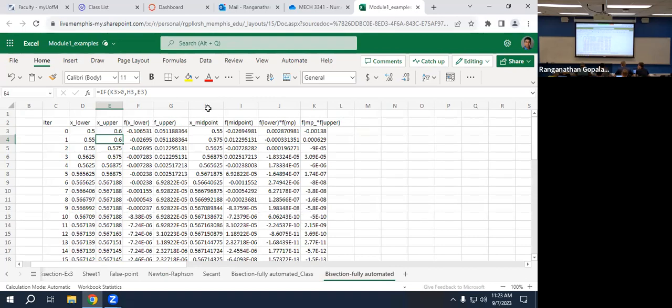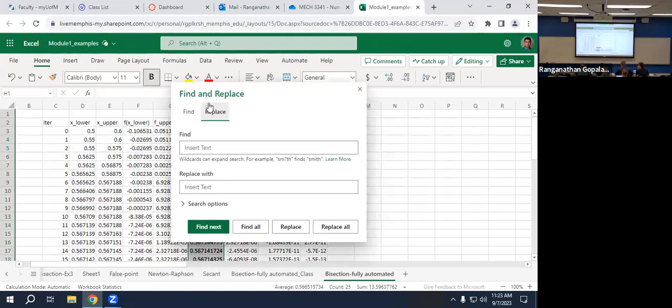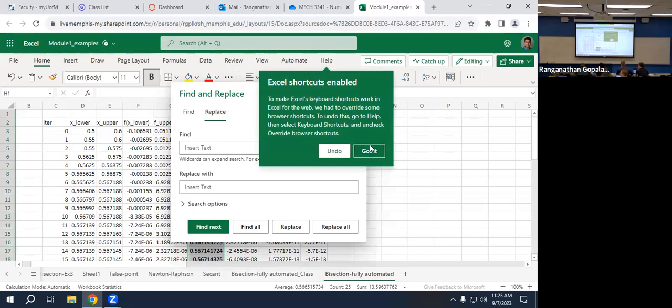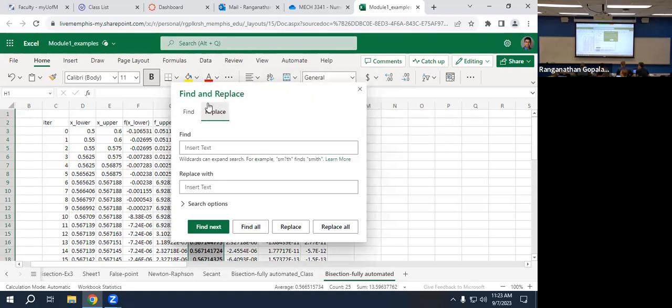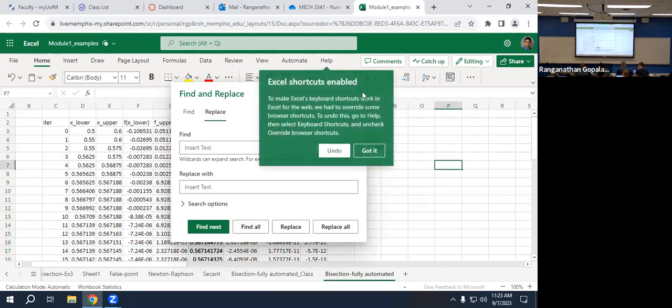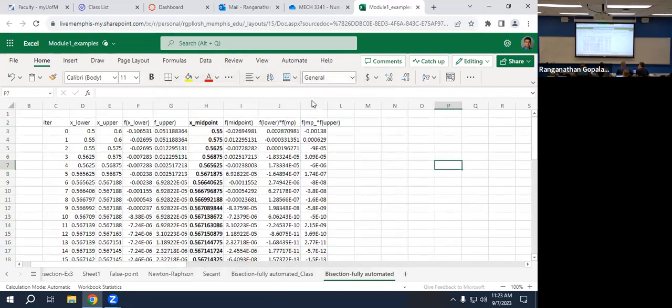Okay. So here is the root. Oops, sorry. What am I supposed to do?